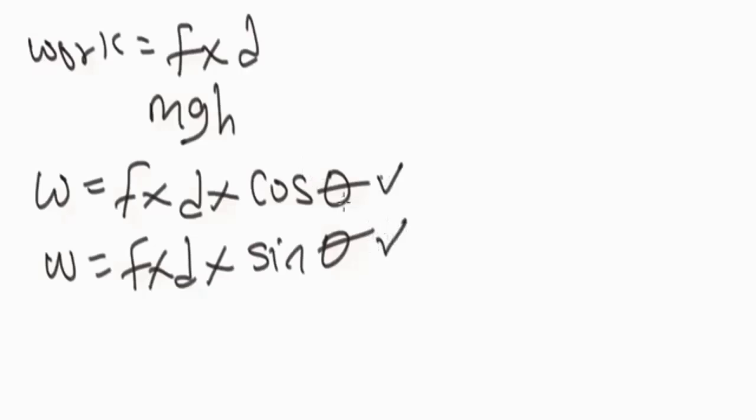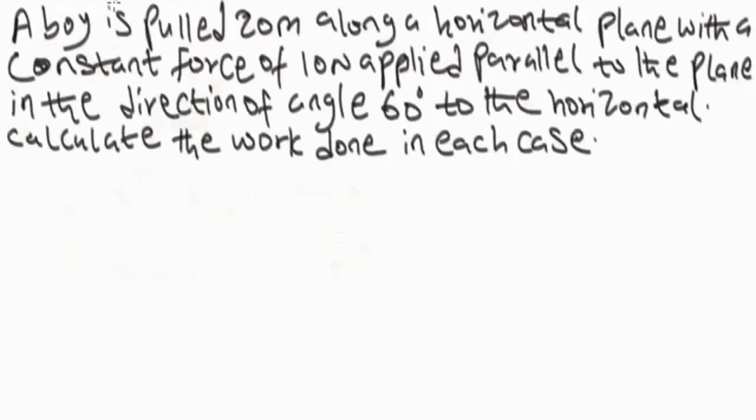So take note of this difference. This one is when the force is inclined to an angle horizontally, whereas this one is when the force is inclined to an angle vertically. Let's solve a typical problem on this before we go to energy. Let's wipe this. Let's look at this question. It says a ball is pulled 20 meters along a horizontal plane with a constant force of 10 Newton applied in the direction of angle 60 degrees to the horizontal. Calculate the work done.